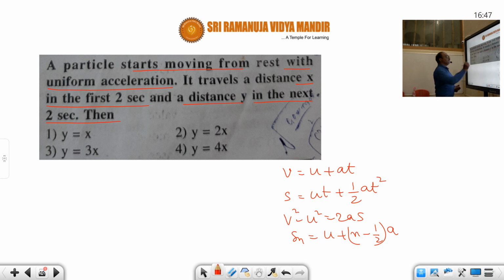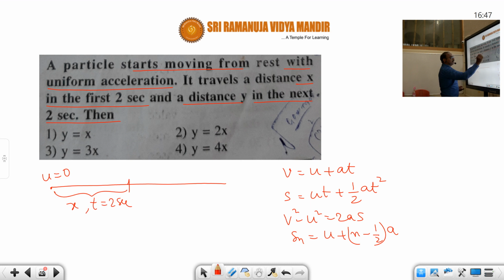So here, first we draw the diagram. A particle starts moving from rest. Say, for example, this is the starting point where u equals 0, the starting velocity equals 0, with uniform acceleration. It travels a distance x in the first 2 seconds, so let us say this is x, and the time is equal to 2 seconds. And the distance y in the next 2 seconds, and here y is in the time t equals 2 seconds. Now we'll verify one by one.